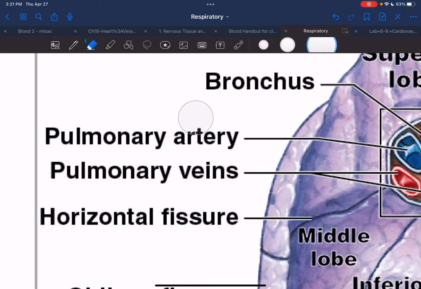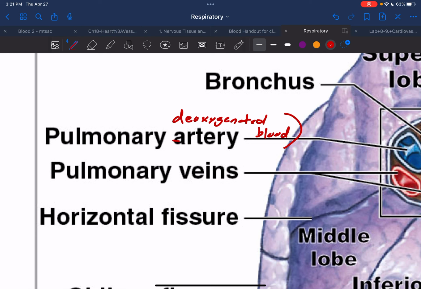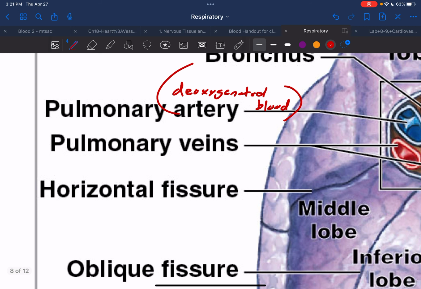Oh shoot, this is too thick. Let's make it smaller. Deoxygenated blood, or blood content with low oxygen levels, right? And the pulmonary veins will have what we're just going to easily just call oxygenated.